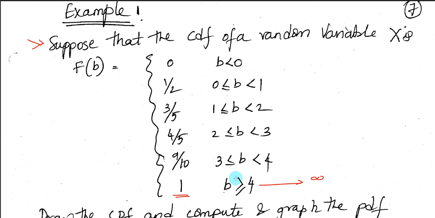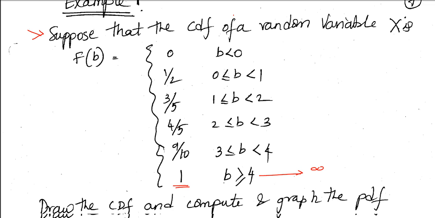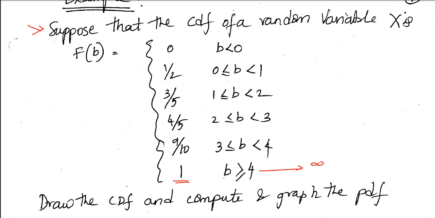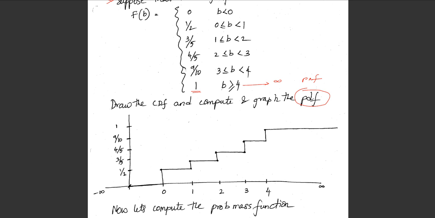So our goal, the question here, is to graph the CDF, compute the PMF, and also graph the probability mass function. PDF and PMF are often used interchangeably, so please don't be confused. So let's take a look at how you can develop the graph for the cumulative distribution function.